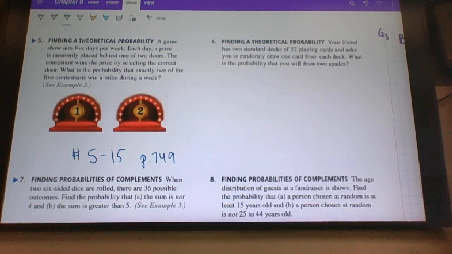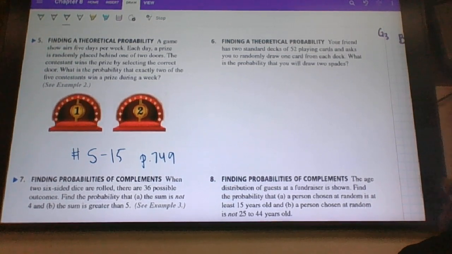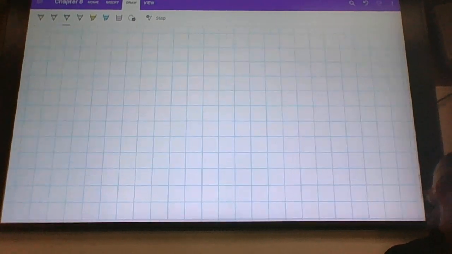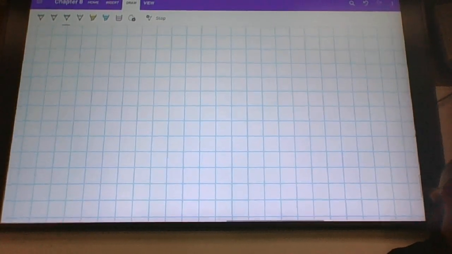Okay. I'm gonna set up a table here for you guys to help you with this one. It says a game show airs 5 days per week. Each day a prize is placed behind one of 2 doors. The contestant wins the prize by selecting the correct door. What is the probability that exactly 2 of 5 will win? 2 out of 5.